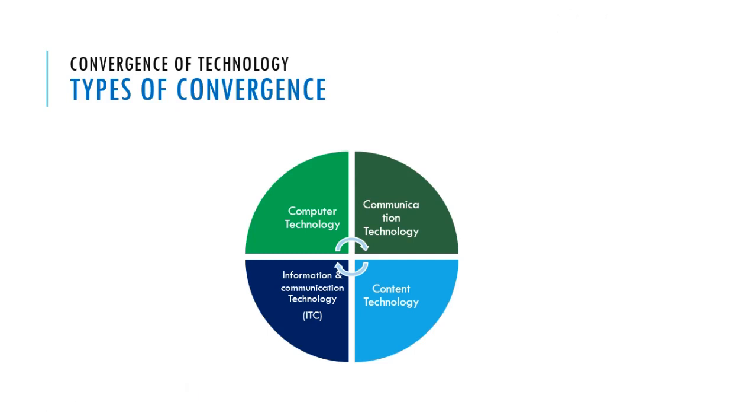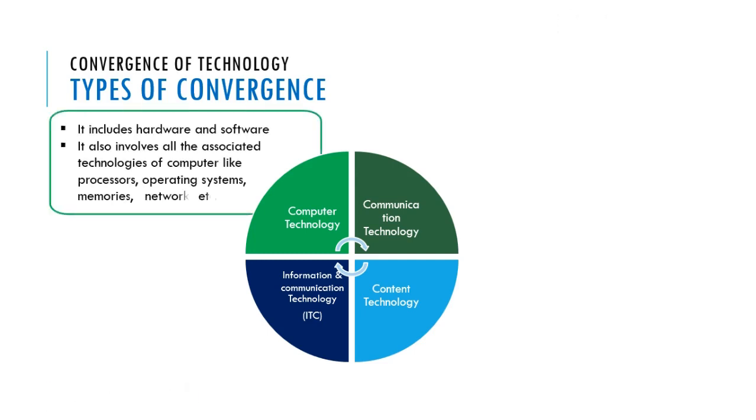So let's see the first, computer technology. Computer technology includes all the hardware and softwares. It also involves all the associated technologies of the computer like the processor, operating system, memories, network, etc.